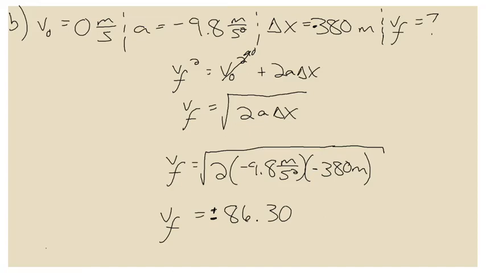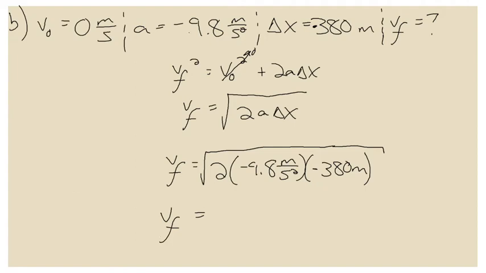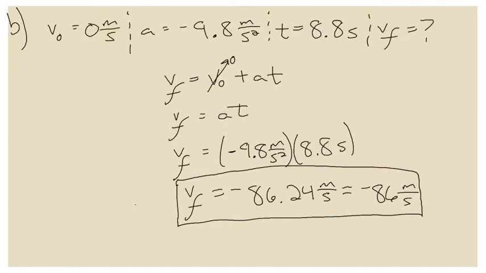Now, you don't need to write this plus or minus here, but you have to remember that whenever you're taking square roots in this class, the answer is technically either positive or negative from the square root, and you need to pick which one is the most appropriate based on the problem you're solving. And in this case, the most appropriate one is negative 86.30 meters per second, or to 2 sig figs, negative 86 meters per second, which notice is the exact same answer we got for the last one.